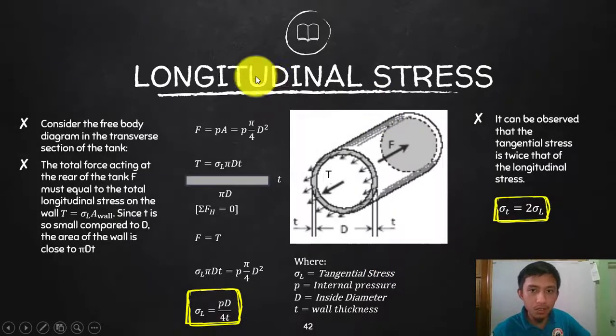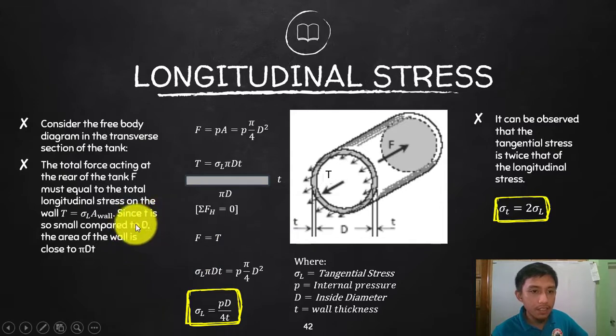Okay, let's proceed to your longitudinal stress. So consider the free body diagram in the transverse section of the tank. Let's now cut that perpendicular to the length. We will expose the area handling the force which is parallel to your length. So the total force acting at the rear of the tank, force F, must equal the total longitudinal stress on the wall T. That is equilibrium, so they should be equal.